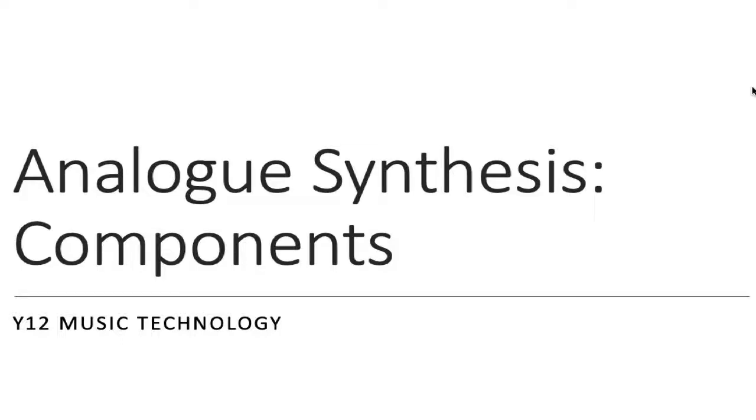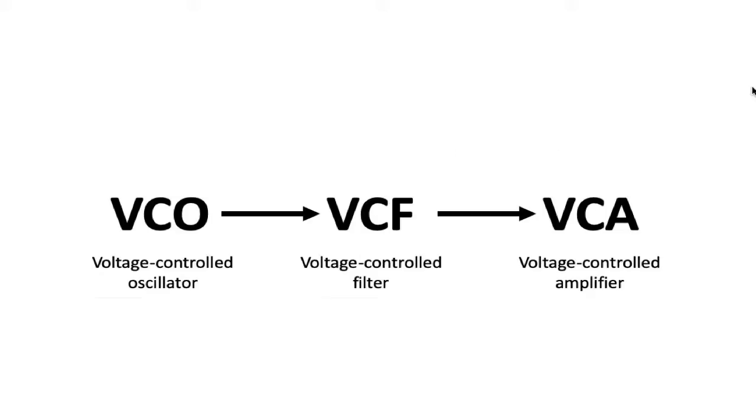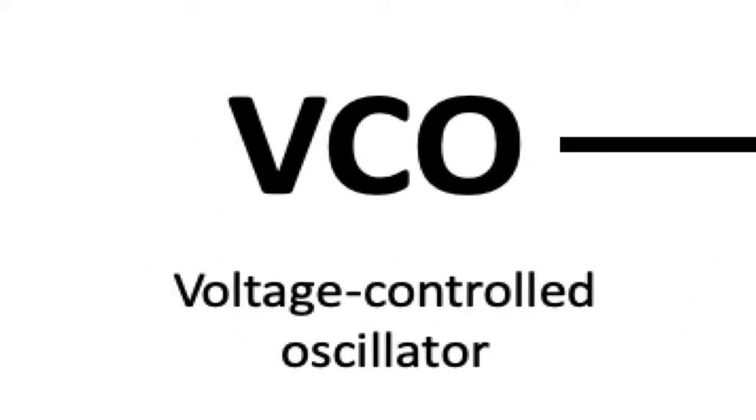This is a short video on the major components in an analog or subtractive synthesizer. The first component is called the VCO, or voltage controlled oscillator. This generates the sound. It can generate waveforms, such as sawtooth or triangle, or even noise sounds too, which are actually just random frequencies and random amplitudes.